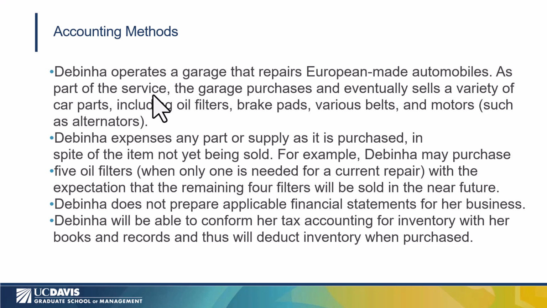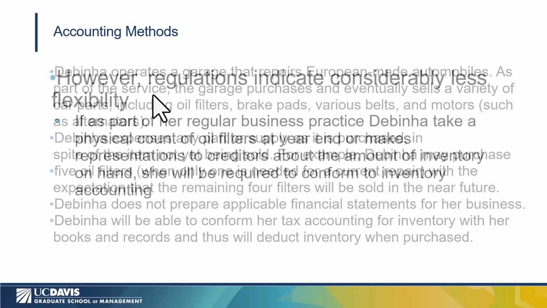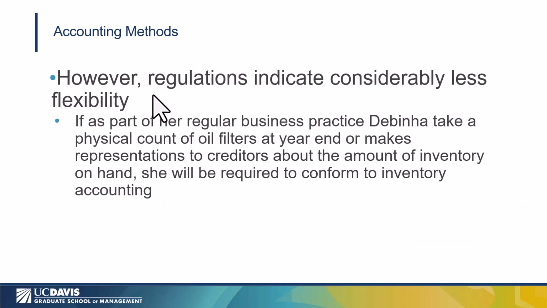So, Dabinia doesn't prepare applicable financial statements for her business, right? It's too small, so she doesn't have GAAP accounting. So, she'll be able to conform her tax accounting for inventory with her books and records. And as a result, she would be able to, in fact, deduct inventory when purchased. However, the regulations around this indicate considerably less flexibility.